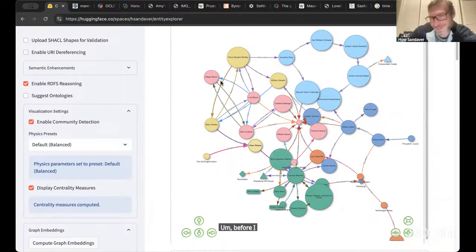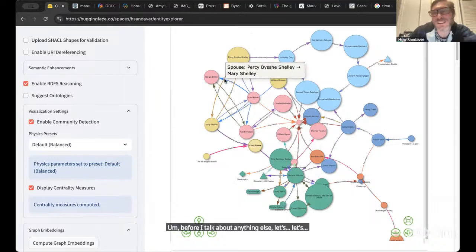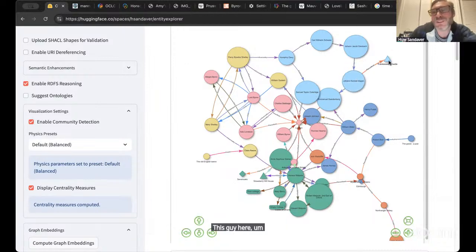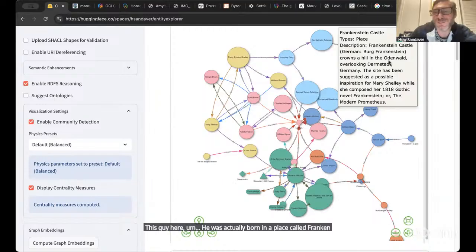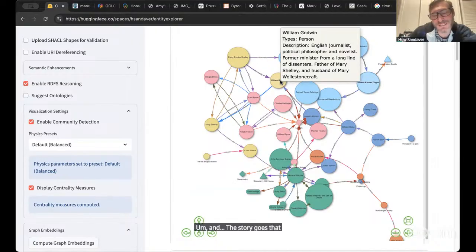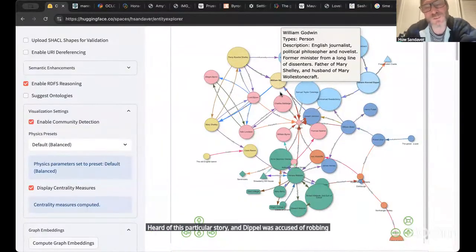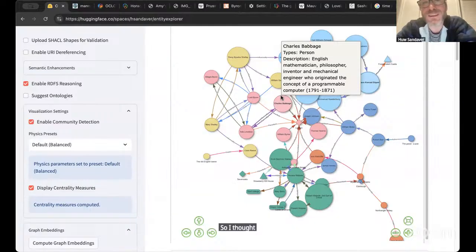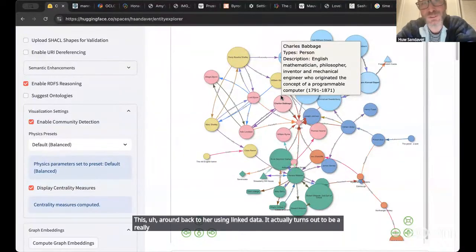Before I talk about anything else, let's trace our Prussian blue. So Dippel, this guy here, he was actually born in a place called Frankenstein Castle. And the story goes that Mary Shelley heard of this particular story, and Dippel was accused of robbing graves and all sorts of things, and this directly inspired Frankenstein. So I thought, okay, how easy is it to trace this back to her using linked data? And it actually turns out to be a really short route in two directions.